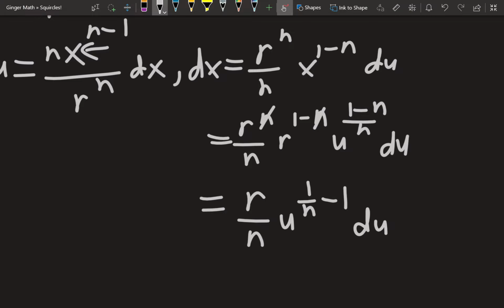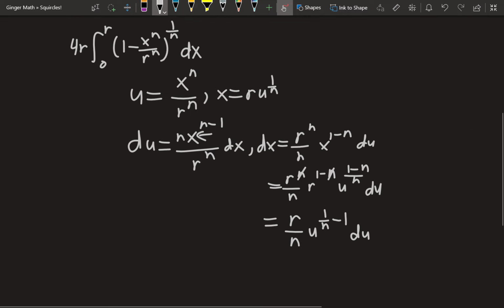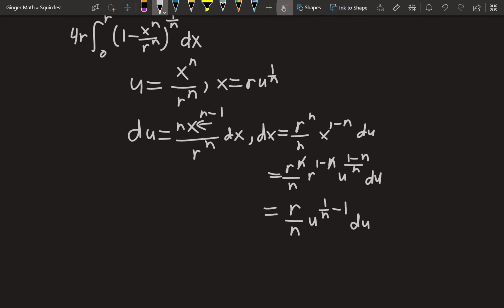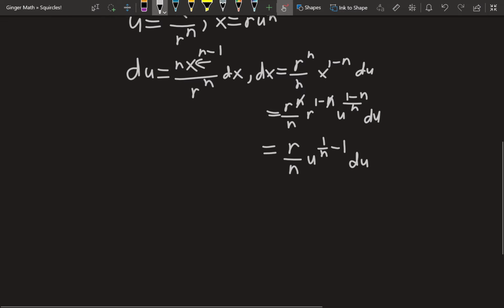So what I'm going to do here is two things. I'm going to plug this into our integrand and also substitute in u in it. So here we have 4r, but we notice we have an extra r over n, so it's actually going to be an r squared over n times our integral. I'll get to the bounds shortly.